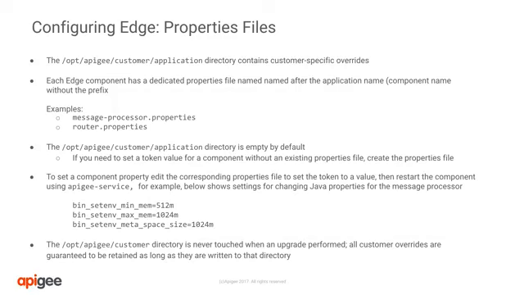In the example, you can see the settings for changing the minimum and maximum Java heap size, as well as the setting for the default class metadata size. One thing to note is that Apigee guarantees not to touch any files in /opt/apigee/customer/application during any upgrade process, so you can be confident that any changes you make will be persisted.